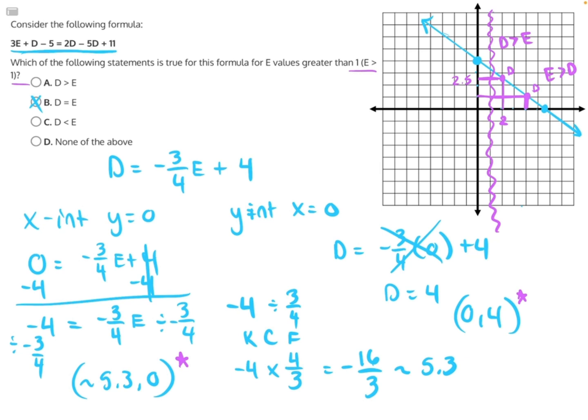So that means A and C are both true sometimes, but not all of the time. So we cannot say that they are true statements all of the time, making both of them incorrect and making D our correct answer.